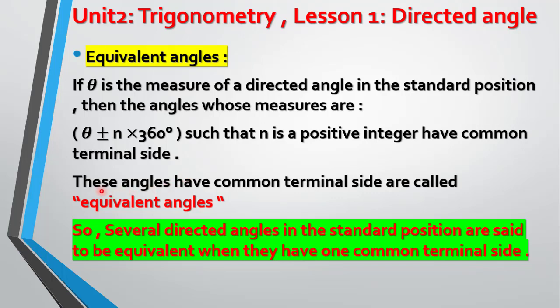Okay, so all the equivalent angles have a common terminal side, so they are called equivalent angles. The equivalent angles have the same or a common terminal side. So generally, several directed angles in the standard position are said to be equivalent if they have one common terminal side.